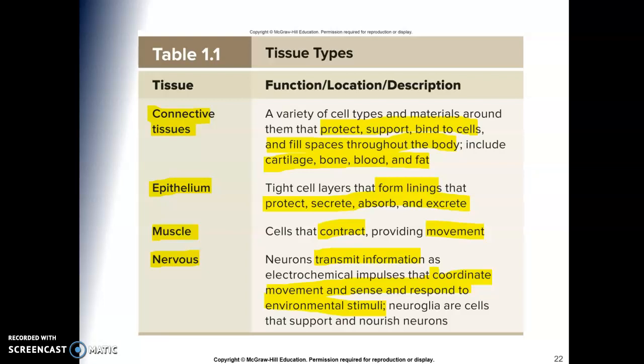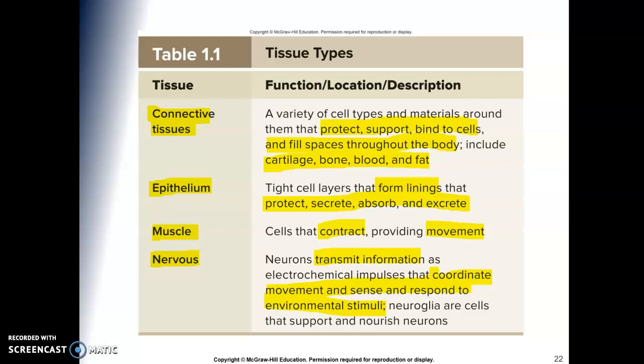Connective tissues, basically, that word connection is important because of things like tendons and ligaments. Tendons connect bones and muscles. Ligaments connect bone to bone. Those are connective tissues. Cartilage, also found on the ends of long bones, is another connective tissue. Bone itself is a connective tissue. Blood is actually known as a connective tissue, as is fat.